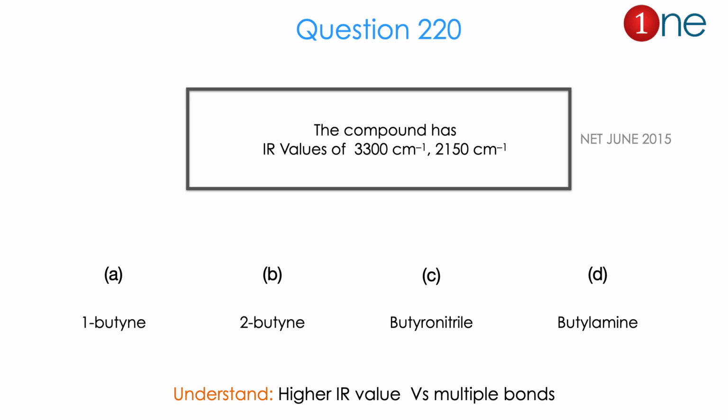The question is about IR values. They gave two IR values, 3300 and 2150, both in centimeter inverse. They are asking which compound possesses that, whether 1-butyne, 2-butyne, butyronitrile or butylamine. So from the IR values and possible structures you might realize the question is about higher IR values versus multiple bonds. The answer is A. Let us see how.